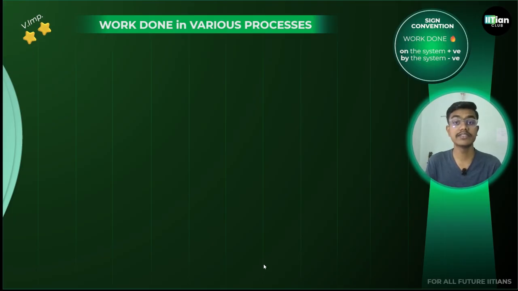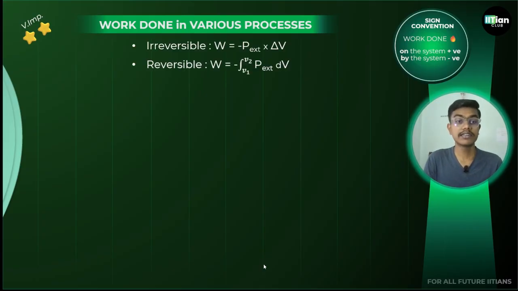The next topic, the most important one, is the work done in various processes, and also we have to remember the sign convention of work done. If it is done on the system, it is positive, and if it is done by the system, it is negative. Don't forget this. Many students used to confuse this. And next, the work done in an irreversible process is given by minus P external into delta V, and in a reversible process it is given by the integration of minus P external dV going from V1 to V2, that is volume.